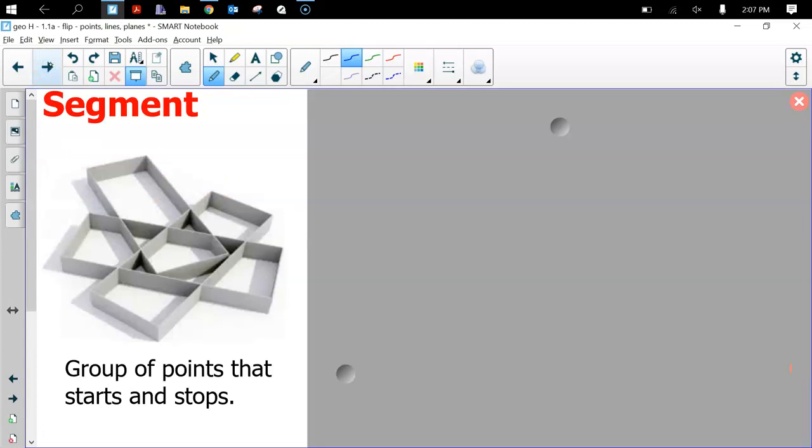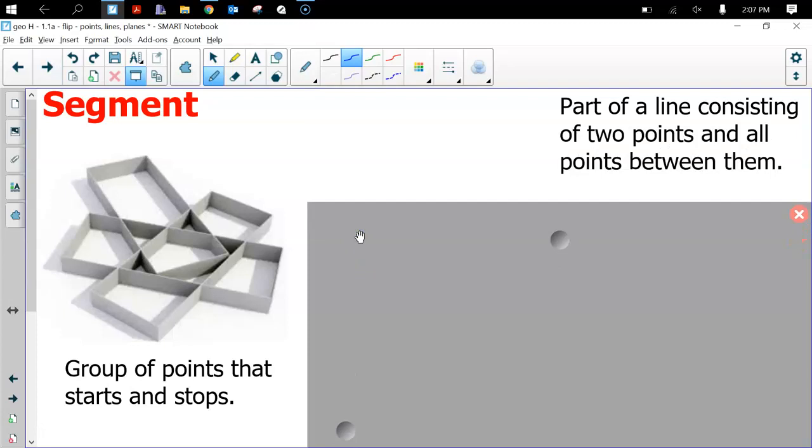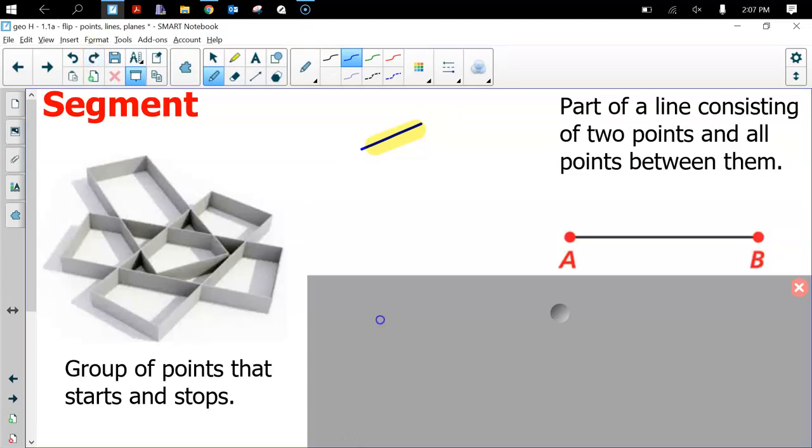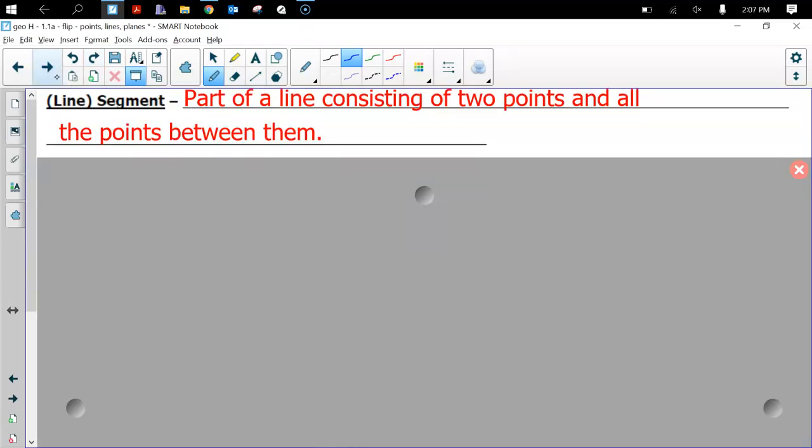All right, segments. Segment is, you can think of it as a group of points that starts and stops. That's not the official definition. You'll need to know the official definition, and here it is. Part of a line, right? So it's part of a line. Let's say we have a line. We just want to focus on this part of it, and we don't care about this other stuff. We have a segment. The line is still there, but we're just not focusing on it. Part of a line consisting of 2 points and all the points between them. Okay, looks like that in geometry. So there's your official definition. Pause the video and write it in to your notes.